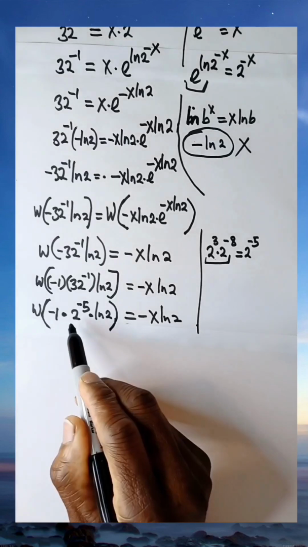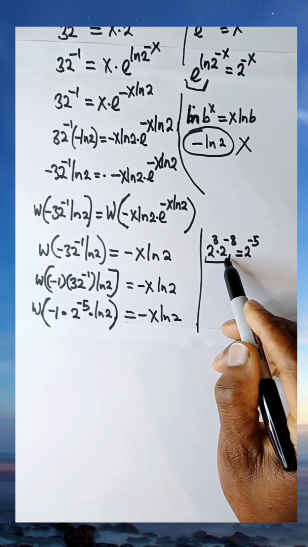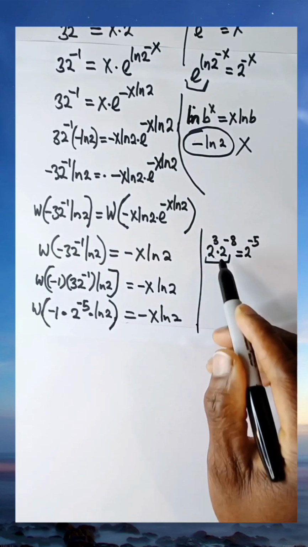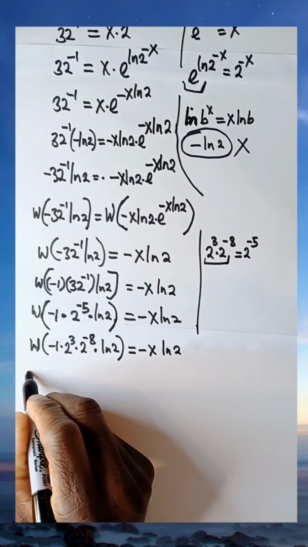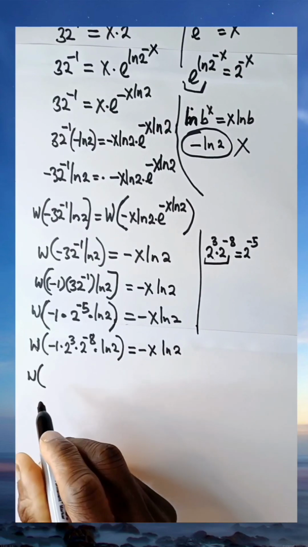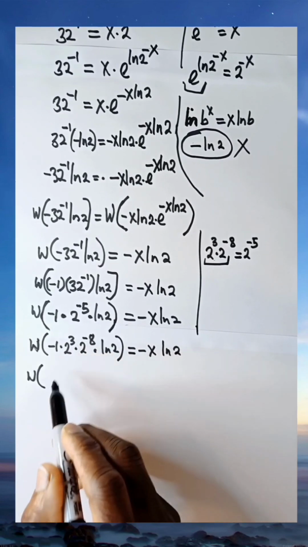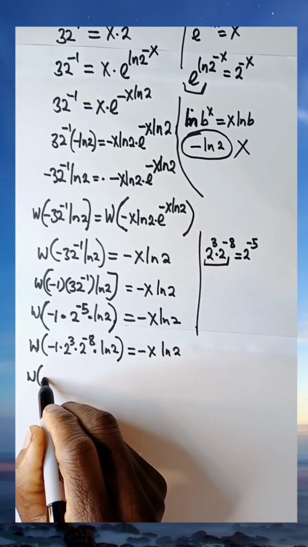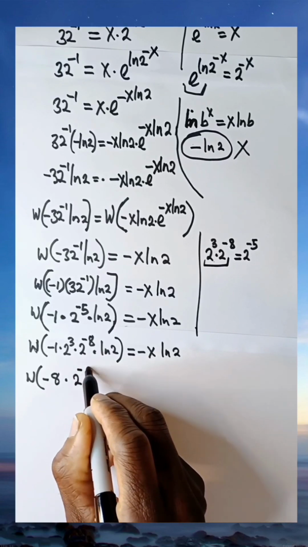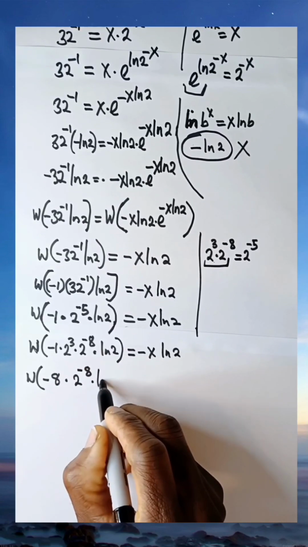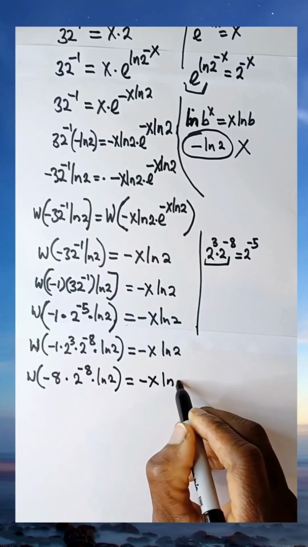I am going to replace 2 raised to the power of minus 5 with 2 raised to the power of 3 times 2 raised to the power of minus 8, because this is going to give us 2 raised to the power of minus 5. All right, so we will have the Lambert W of, here we have 2 raised to the power of 3. 2 raised to the power of 3 will give us 8, and 8 times minus 1 will give us minus 8. So we have minus 8 times 2 raised to the power of minus 8 times the natural log of 2. And this is equal to minus x times the natural log of 2.